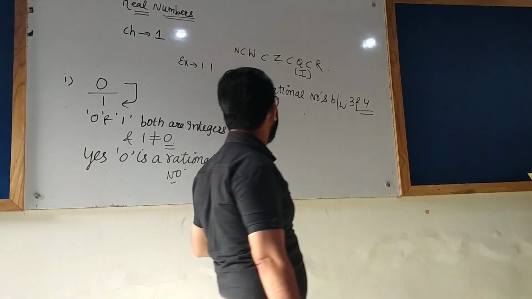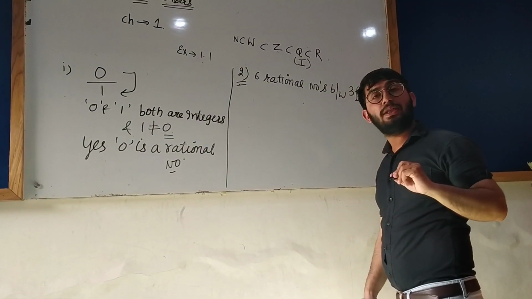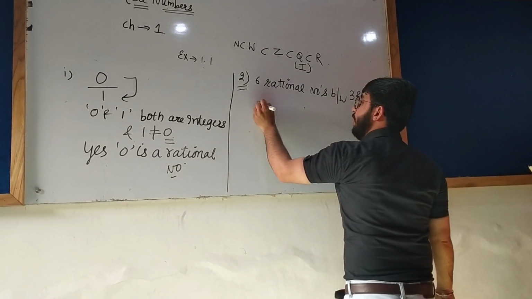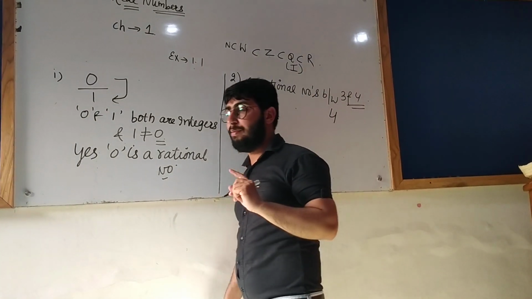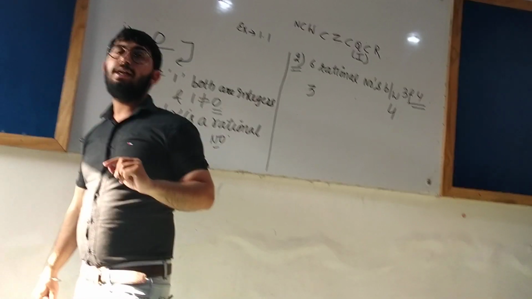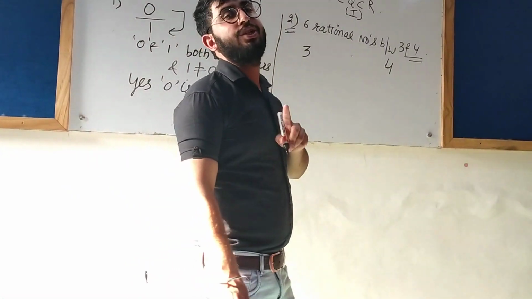Let us see how to find rational numbers between any two numbers. How will you find? Write 3, write 4. Now you know this thing: if I multiply and divide a number by the same number, then the number remains unchanged.